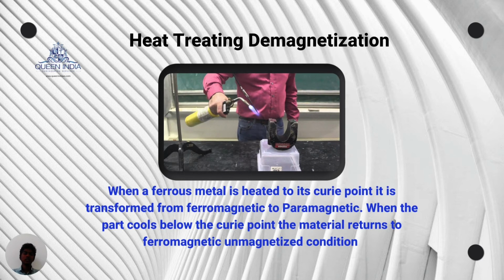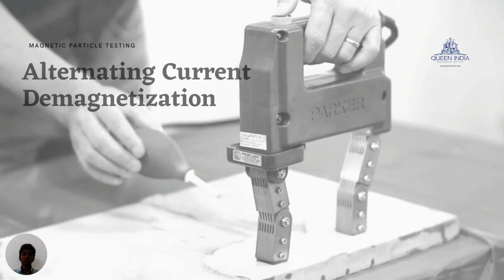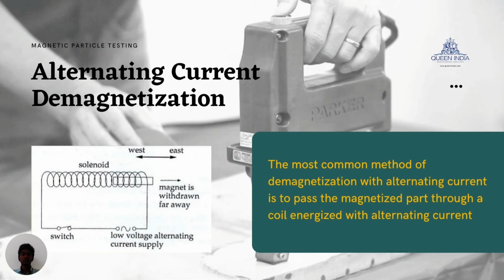Heat treating demagnetization. When a ferrous metal is heated to the Curie point, it transforms from ferromagnetic to paramagnetic. When the part cools below the Curie point, the material returns to a ferromagnetic, unmagnetized condition. Alternating current demagnetization. The most common method of demagnetization with alternating current is to pass the magnetized part through a coil energized with alternating current.